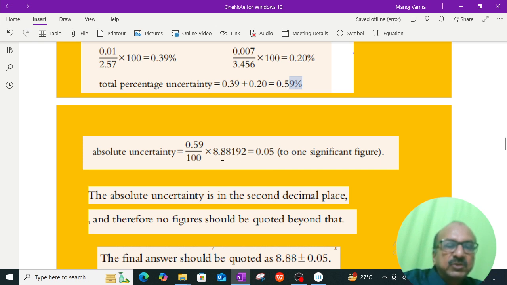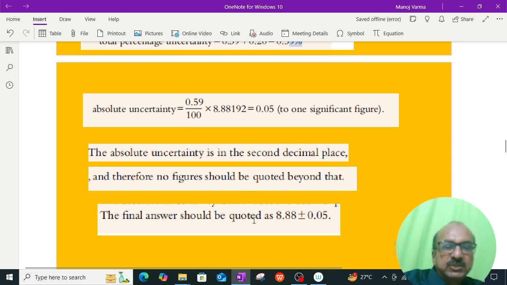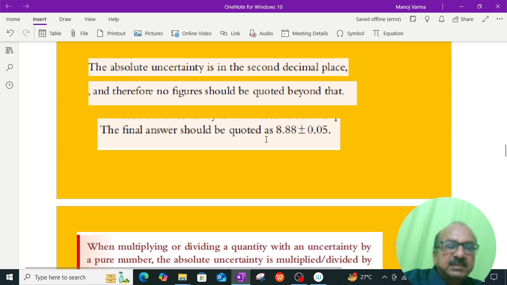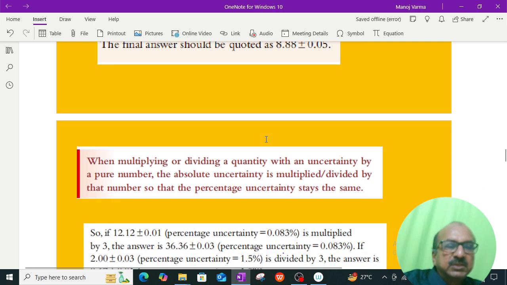So this answer should also be written to two decimal places. That means it should be 8.88, because 8 is followed by 1, so 8 will not be rounded. So 8.88 to two decimal places. So the final answer should be 8.88 plus or minus 0.05. So these are the two simple methods that we have to apply, and I think you understood.